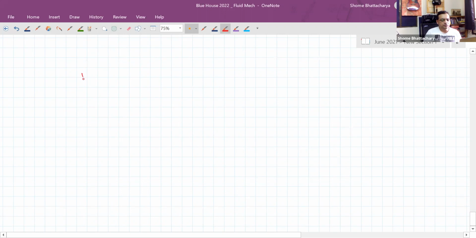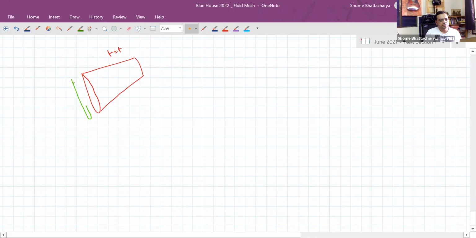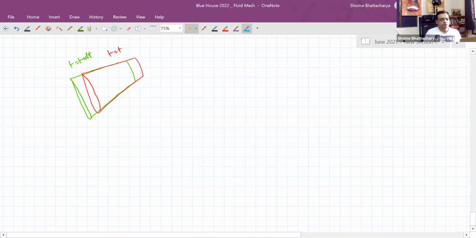So if I look at a comparison of this initially at t equal to t, and then I superimpose the picture a bit of time later, at t plus dt. Between the two diagrams, there is a common volume of liquid which is here, but add to that a certain section of liquid which is here.